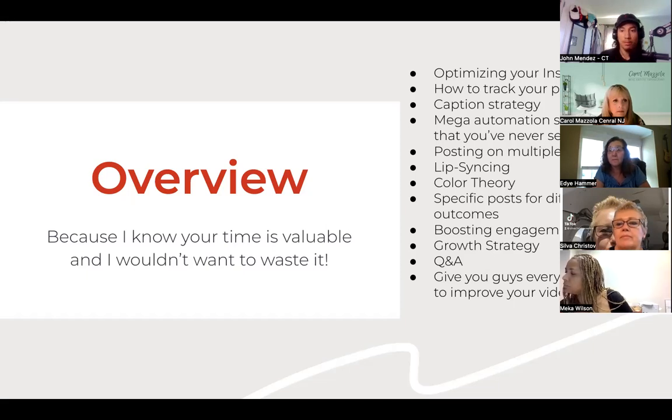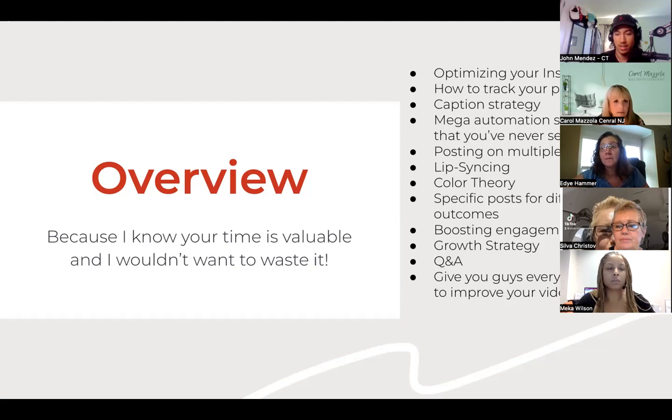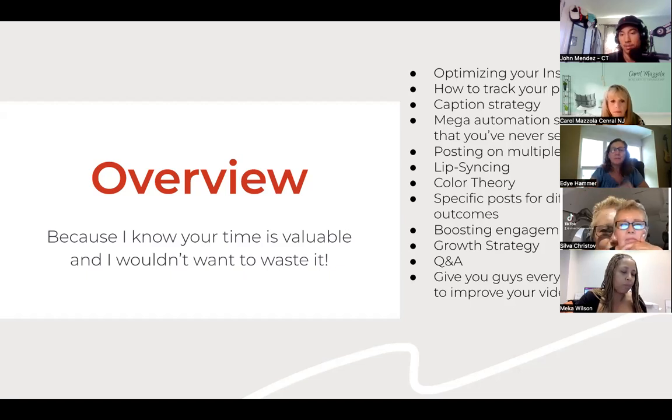So we're going to go over optimizing your Instagram, how to track your progress, your caption strategy, some super secret automation tool that I've used and kind of just started using that you could implement into your business and really help you out with that. Posting on multiple platforms, a little bit of lip syncing, some color theory, specific posts for different outcomes, boosting your engagement, your growth strategy, and your Q&A.